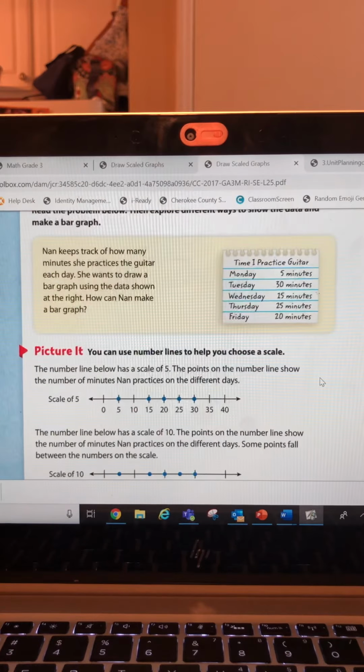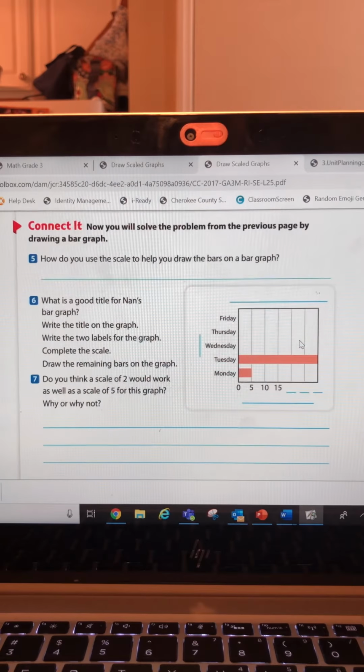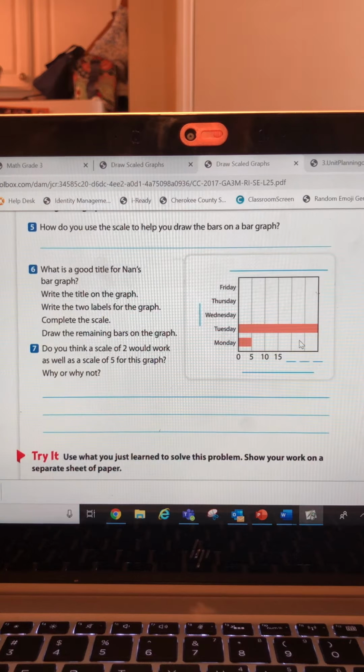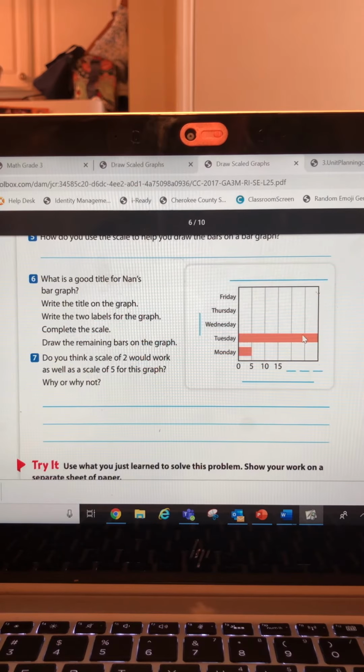I'm going to take my numbers from here. So the number of minutes are going to be my bars on my bar graph, but I'm doing a scale of 5. So I have to remember that when I'm making my bar graph. So they were nice, and they actually already started our scale at the bottom, and now they're just asking us to finish it. So we're going to be able to answer these questions after we finish labeling our bar graph.